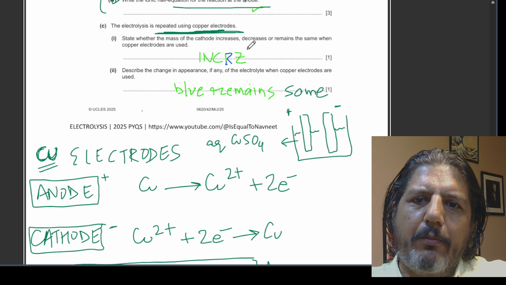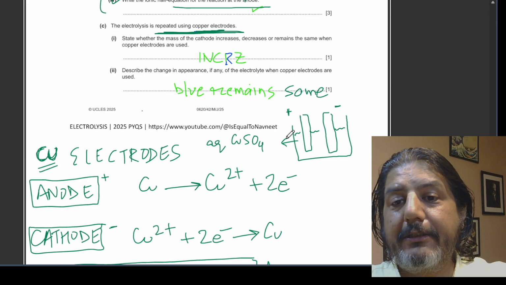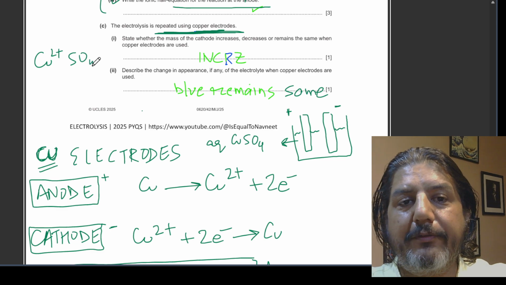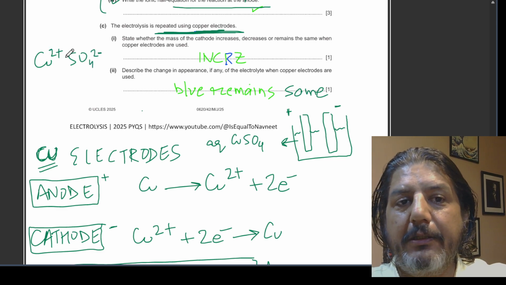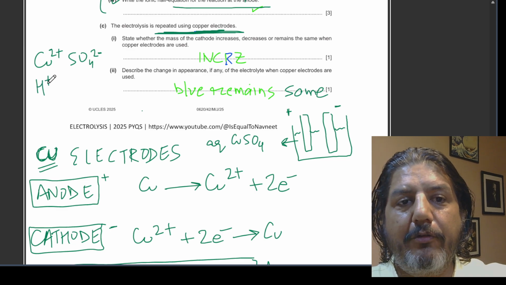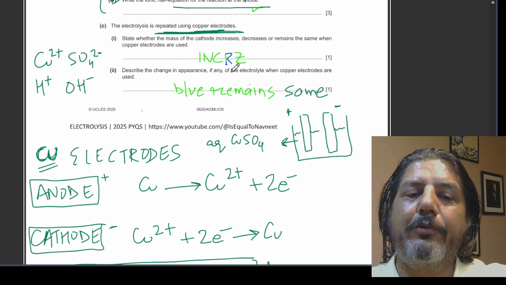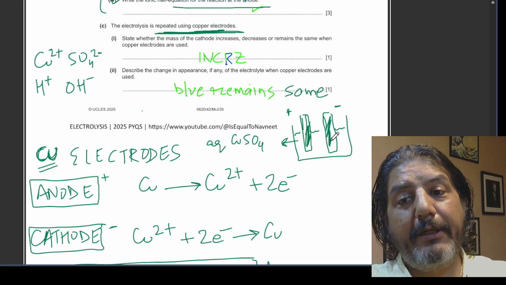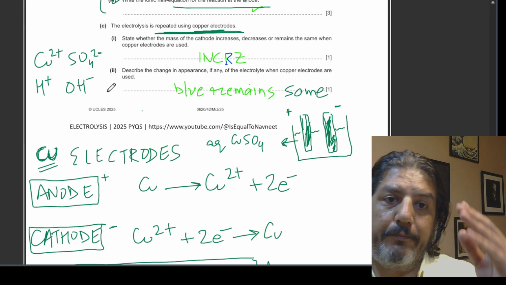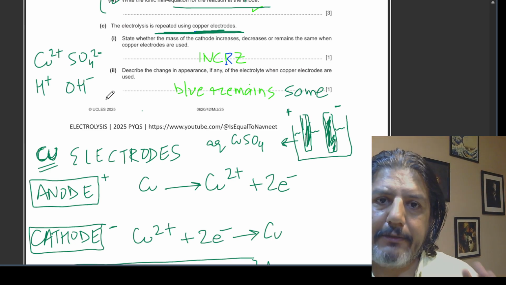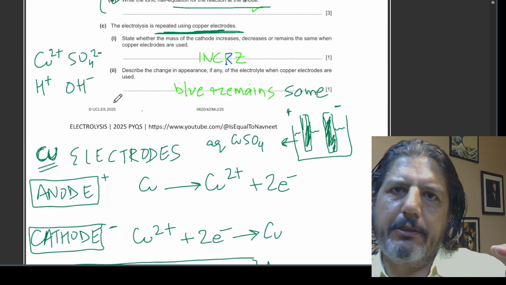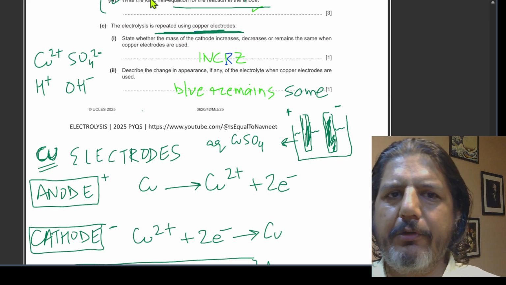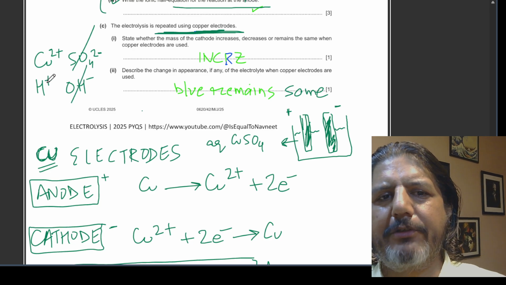Now, what are the ions we'll be having? We'll have ions like Cu2+ and SO4 2-, which will be coming from copper sulfate. We will also have H+ and OH-, which will be due to the aqueous part. We have active electrodes, so these active electrodes would be taking part. So now we can rest assured that it is only the Cu2+ which will be getting oxidized and reduced. We don't even have to worry about sulfate or hydroxide or H+.